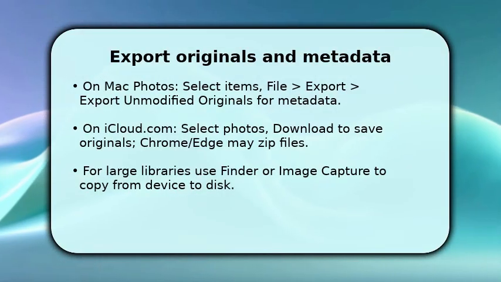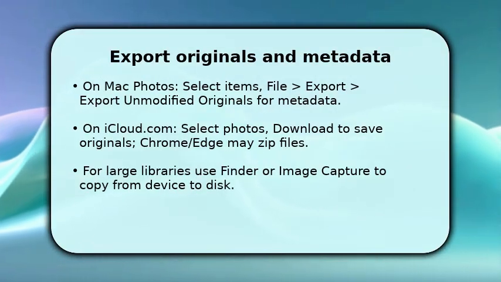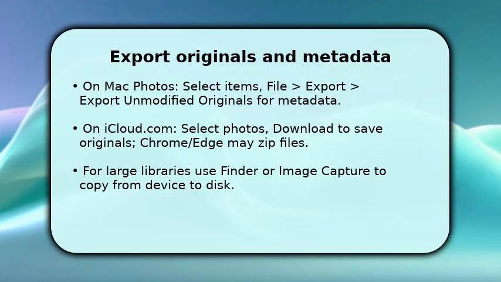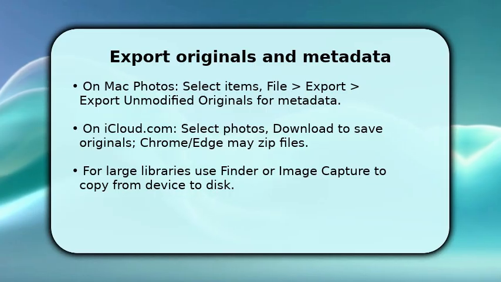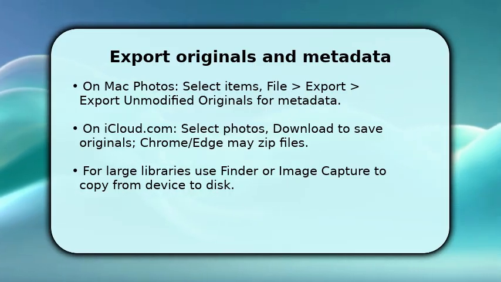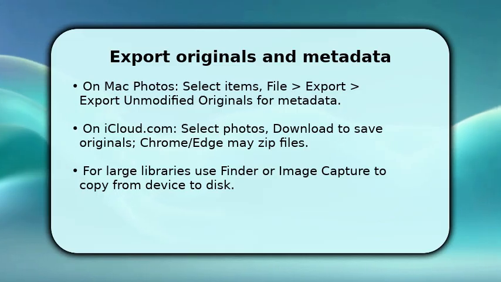Now you'll export originals so you retain all quality and metadata. On a Mac, select the photos, then File, Export Unmodified Originals. This keeps timestamps and formats intact. If you're using iCloud.com, select ranges and download. Browsers often create a zip, so unzip before verifying.